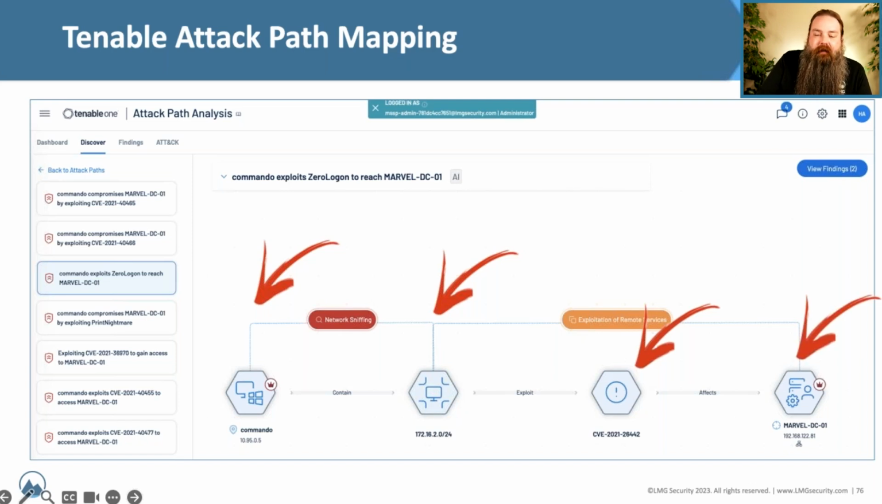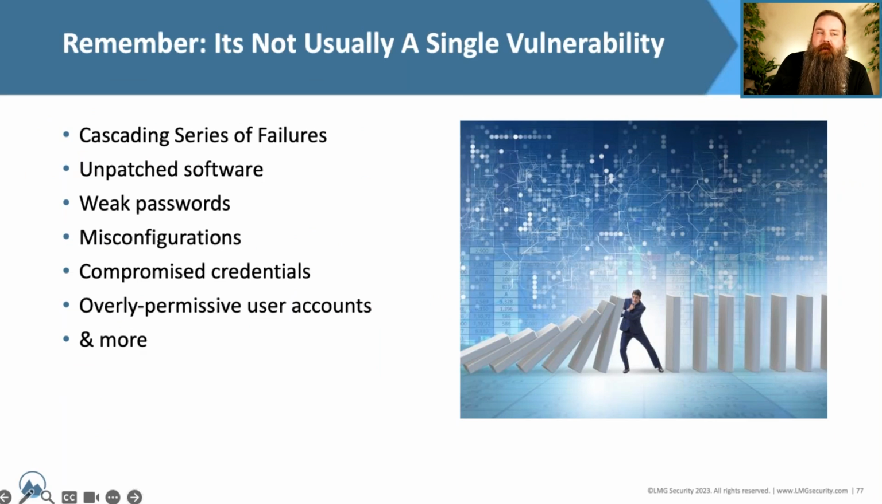All right, so again, we want to make sure people understand here. It's not usually single vulnerabilities. This is a cascading series of failures that we're going to run into. We have unpatched software, weak passwords, misconfigurations, compromised credentials, overly permissive user accounts. There's a lot more that we need to be keeping in mind.